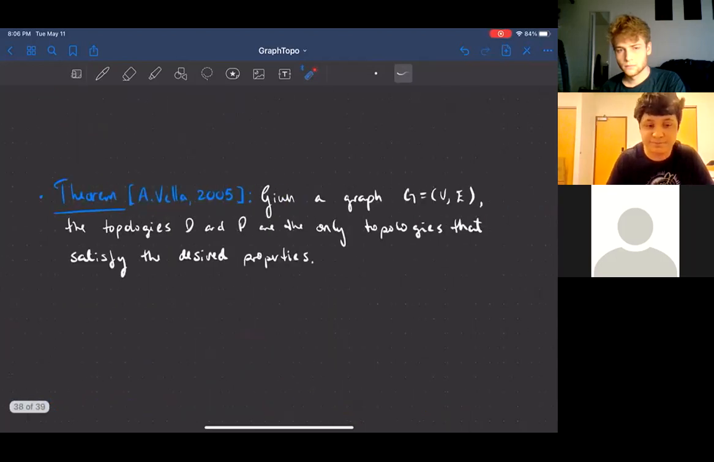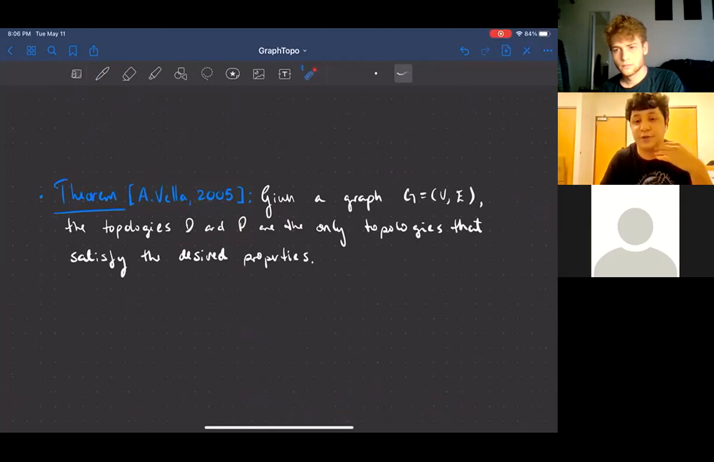One of the next theorems he shows is that, given a graph, the digital topology and the octopus topology are the only two topologies that satisfy the desired properties. So if you try to define another topology, you will run into problems, and some of the features you want to preserve will not be preserved in the end.